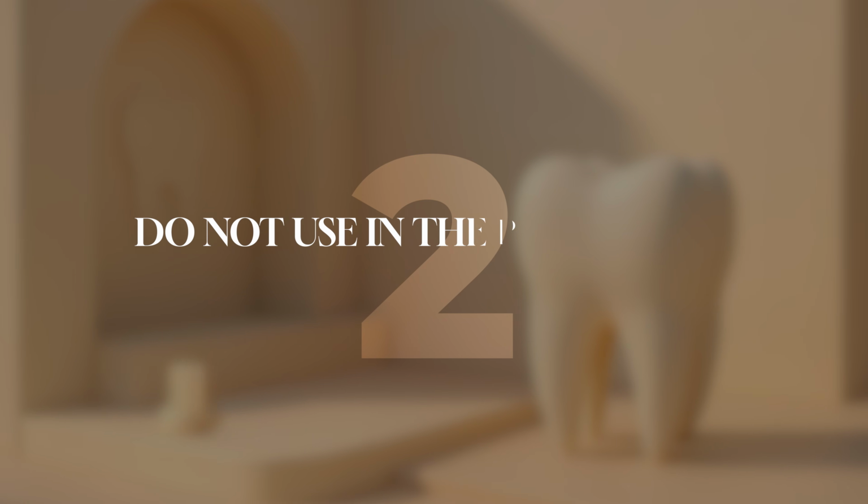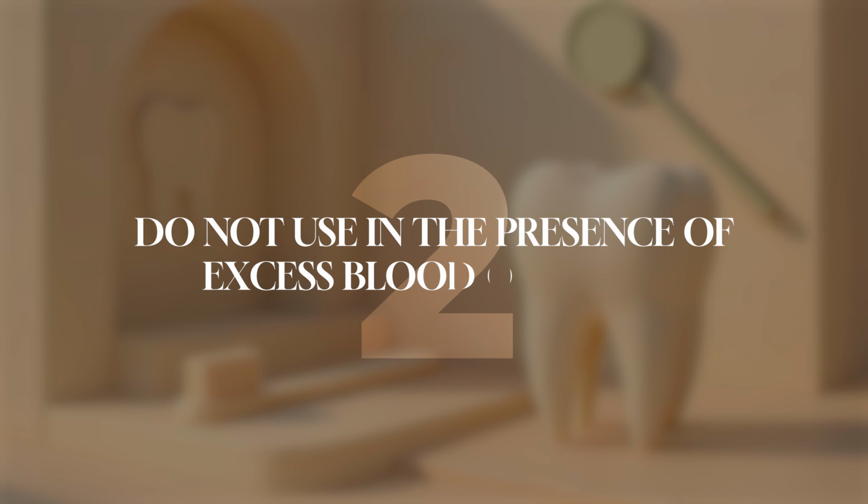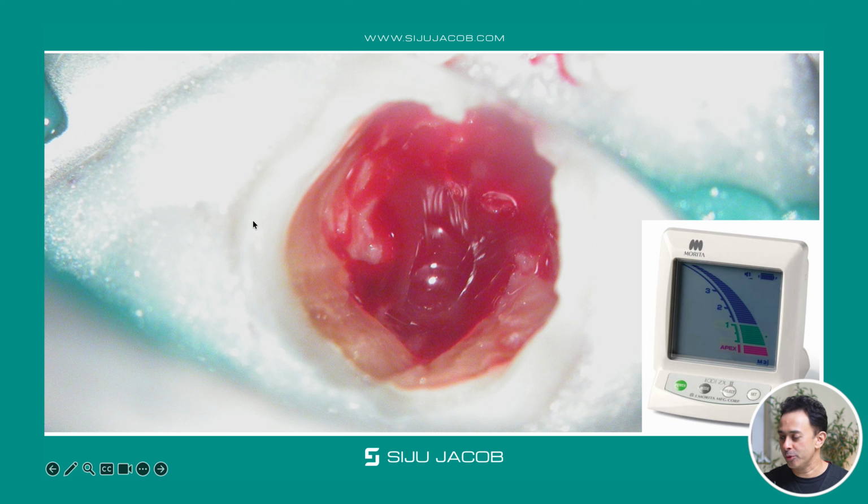Second protocol to follow is not to use the apex locator when there is excessive bleeding or excessive tissue in the canal. So when you perform your access cavity and you see a very hyperemic pulp like this where there's excessive bleeding, then this is not an environment to take accurate measurements, because more often than not, the minute you put a file into the canal here, the apex locator is going to give you a reading as though you reached the apex. That's because of excessive bleeding. So we want to extirpate the pulp, wait for the bleeding to subside, and then take accurate measurements. So that's the second protocol.